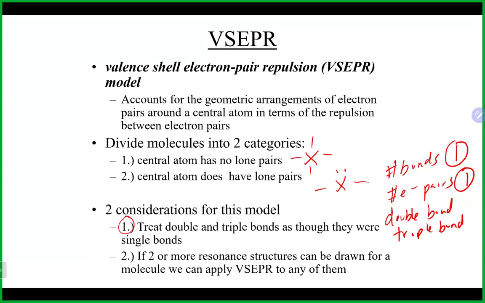And in most cases, the resonance structures, no matter which one you do it for, will give you the same geometry, no matter which one you kind of look at. So it'll be the same. But the most important thing really is double bonds, triple bonds. One electron pair accounts for, and one bond.